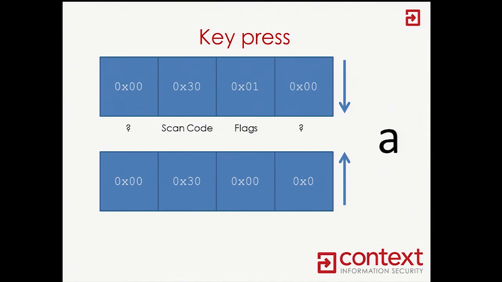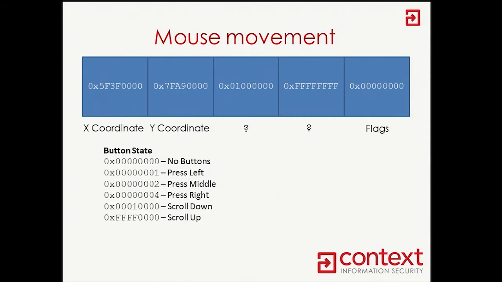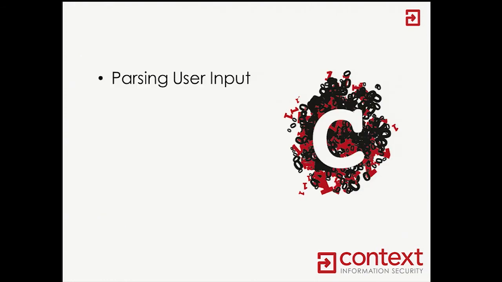So key press, very simple, 4 bytes. I couldn't work out what the first byte did. It didn't seem to matter. Second byte was your scan code. Third byte was a flag, is the key pushed or is the key released? And again, couldn't work out what the fourth byte did, but it didn't seem that important. Similarly with the mouse movements, slightly more complex. You've got DWORDs. So you've got your X coordinate, your Y coordinate, two unknowns, and then your flags, which are which buttons are pressed. So these are fairly simple packets. But the reason why I'm talking about these is for the next demo again, I'm going to show how we can actually parse these packets within Canape, again, without writing a single line of code.